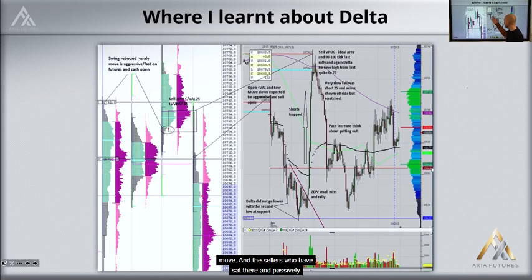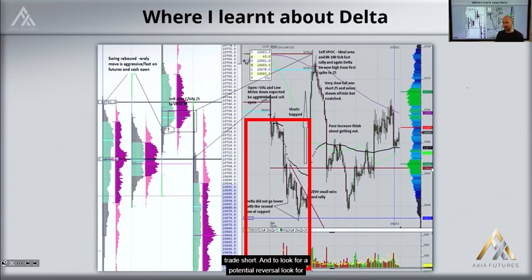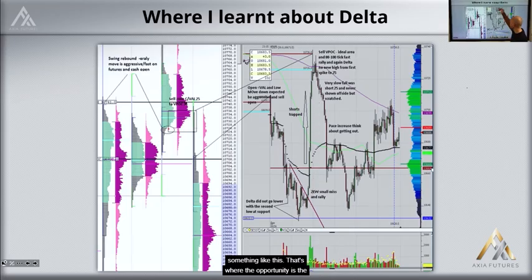The fact that they don't is a strong indication that sellers really aren't very strong in this move. And the sellers who have sat there and passively accumulated on the way down by waiting for the active buyers to hit them, now are forced to get out because they don't get the continuation move thereafter. And that's why you get this very fast reversal. So that to me then was a reason to start thinking, right, I don't need to be on this trade again.